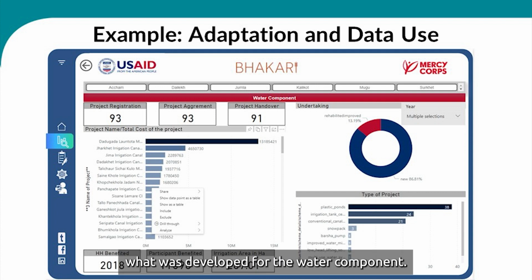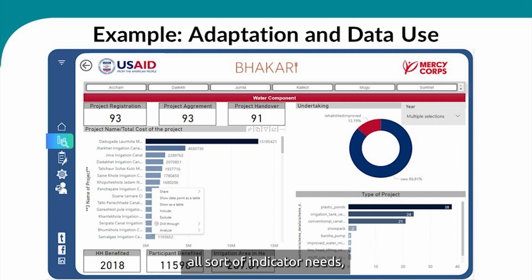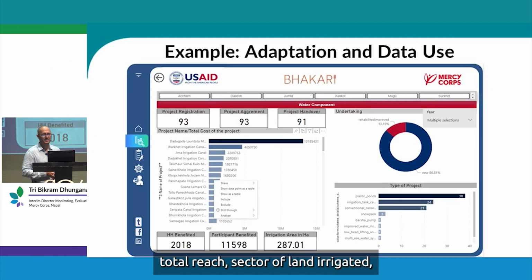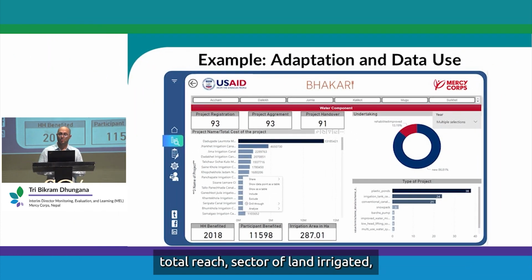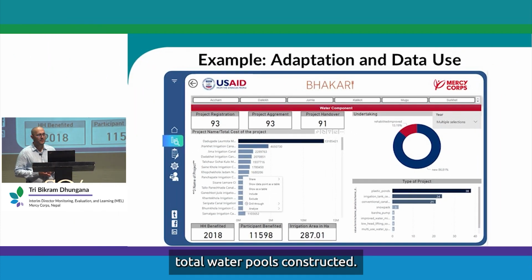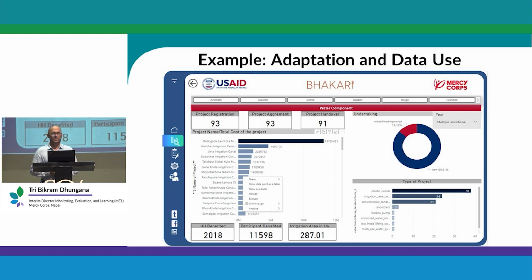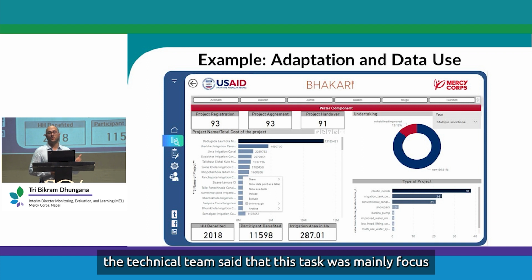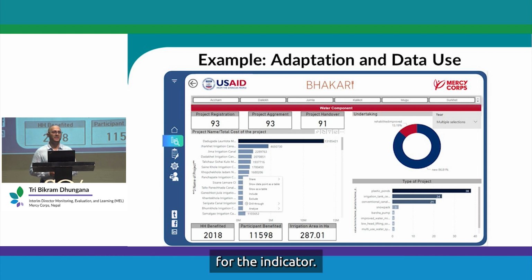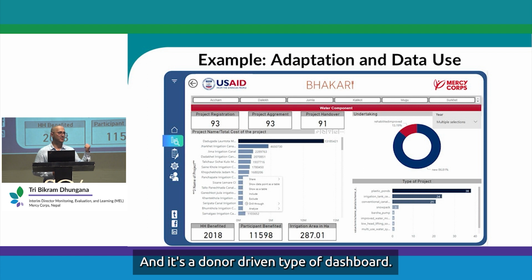This dashboard was developed for the water component. It is capable of reporting all sorts of indicator needs: total reach, hectares of land irrigated, total water projects constructed. But during our CLA, the technical team said that this dashboard was mainly focused on the indicators and was a donor-driven kind of dashboard.